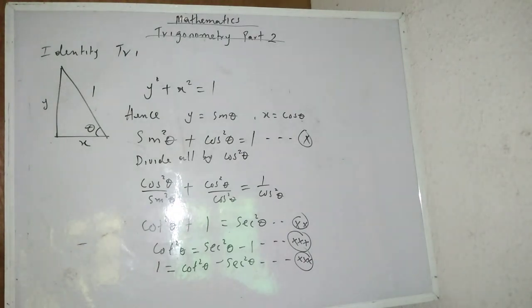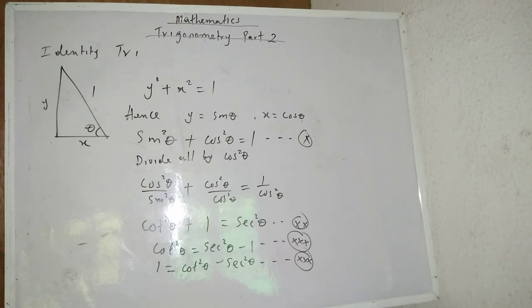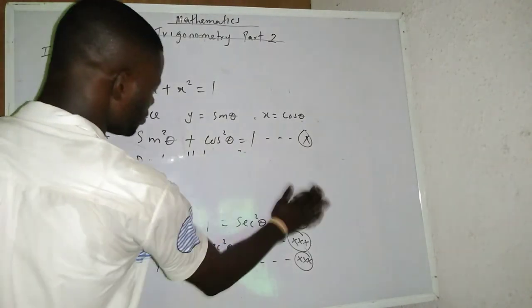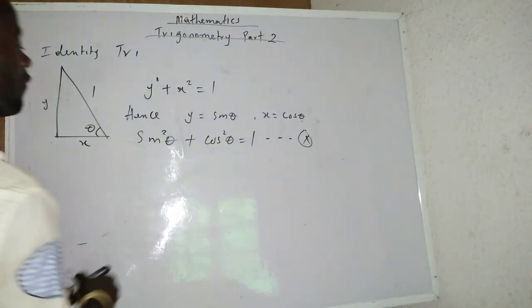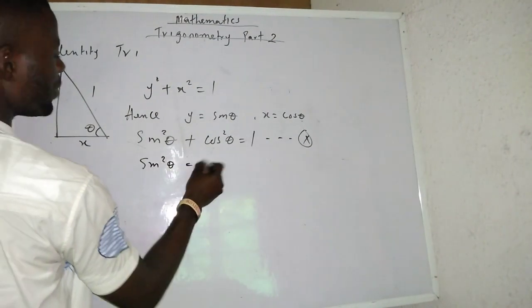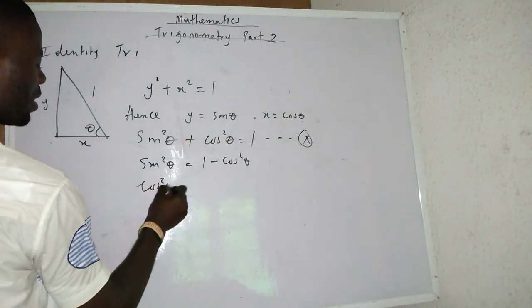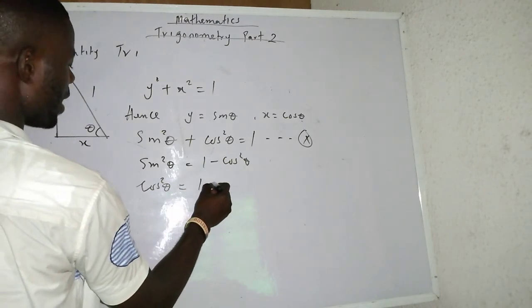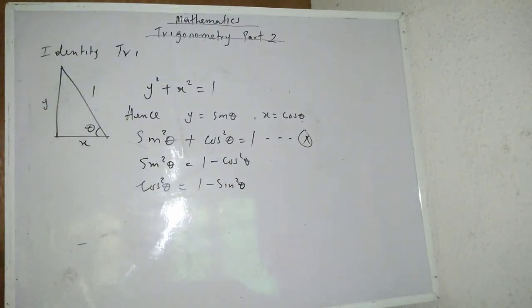Now, let me move on. If I do the same thing, you can do the same thing on your own. Divide all through by sine square theta, you generate another identity like that. Now, from here, sine square theta can be equal to 1 minus cos square theta. And also, cos square theta can be equal to 1 minus sine square theta. Now, they are very, very important. They are all identity.